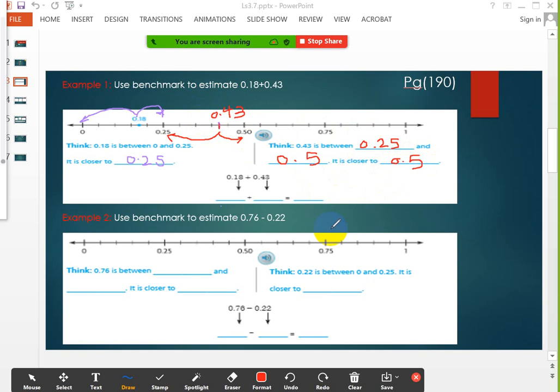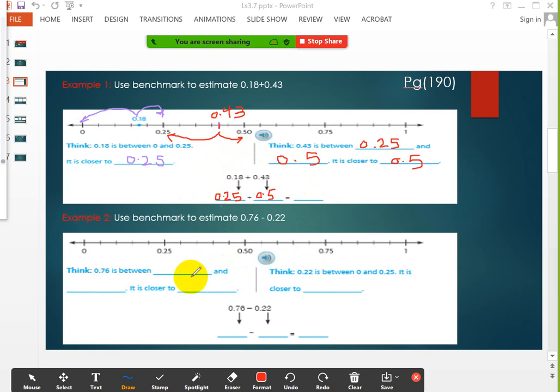Okay? So if you round those numbers 0.18 and 0.43, the first number becomes 0.25. Okay? And the second becomes 0.5. Look at the numbers now. Now, we named those numbers compatible numbers.